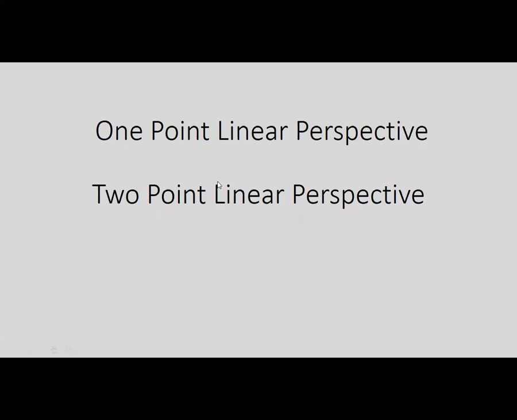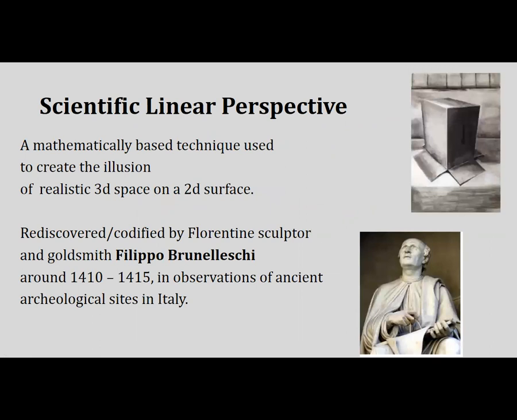Okay, so today we're going to talk about 1-point linear perspective and 2-point linear perspective and how to recognize it, and then also how to figure out where the vanishing point is. So if you read the chapter, you know that scientific linear perspective was something that in some ways was done by the early Romans and then got lost for a while, and then it was rediscovered and codified by the Florentine sculptor and goldsmith Filippo Brunelleschi.